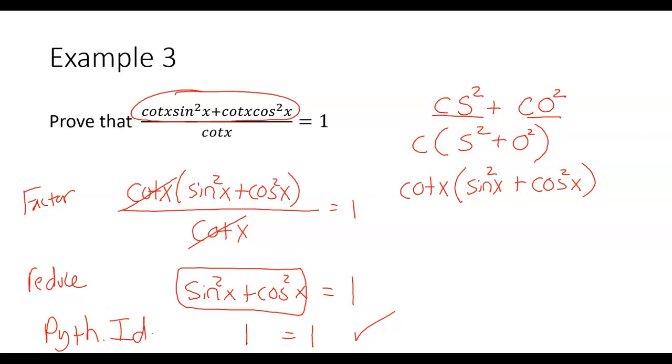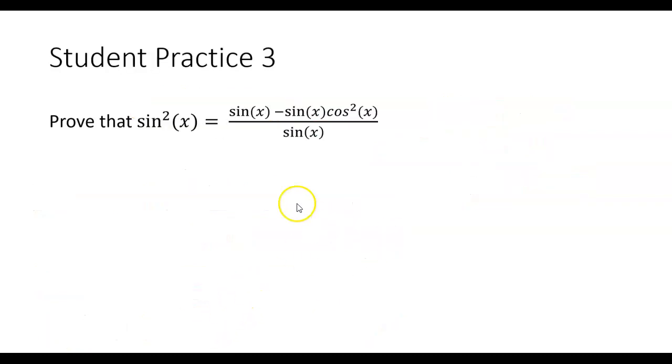And now we got the sides the same. All right, so we factored using the GCF method. We reduced, and then we used a Pythagorean identity, and we got there. Okay, so now it's your turn.